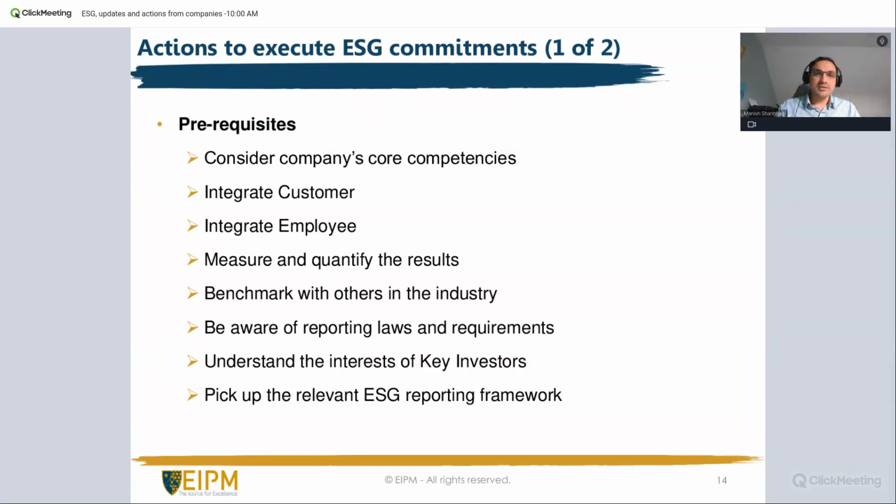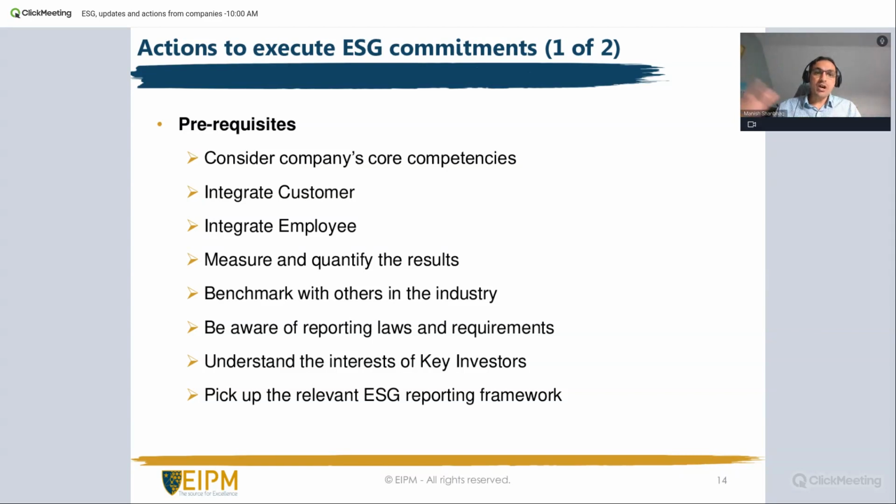Integrating the customers in the feedback, trying to understand what the customer is most interested in, and so on. Integrating the employees, of course, as well. You should choose the measures in such a way that you could certainly measure and quantify the results, right? So as much quantifiable as possible. As I said, ESG reporting is quantifiable.